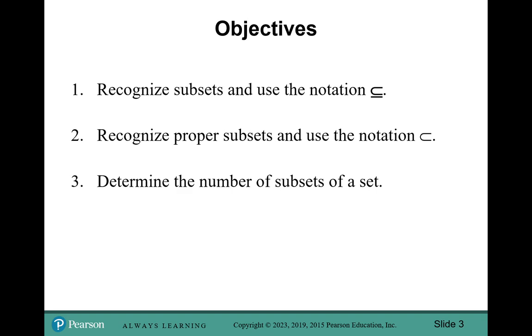This notation stands for subset. We also need to recognize proper subsets and use the notation for proper subsets. And we need to determine the number of subsets of a set.